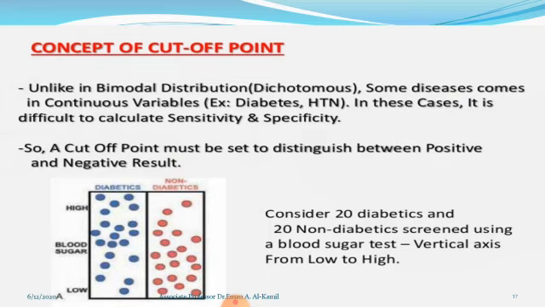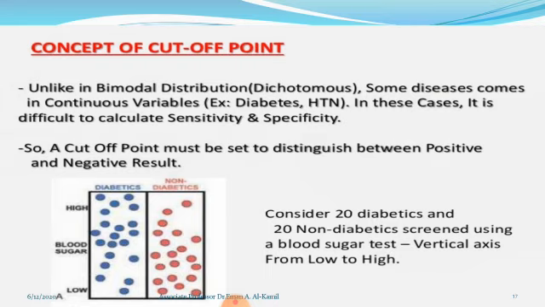140/90. So these numbers are continuous numbers. So it is important to put a cutoff point at which we are going to decide whether the individual is hypertensive or not. For example, for the systolic or for the diastolic. For the systolic, above 140 is regarded as hypertensive, below 140 regarded as normal. And for the diastolic, 80 is the cutoff point. So always there is a cutoff point.